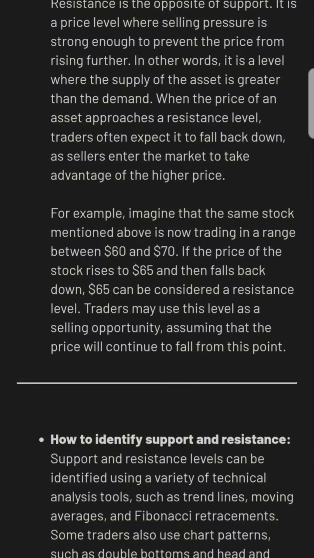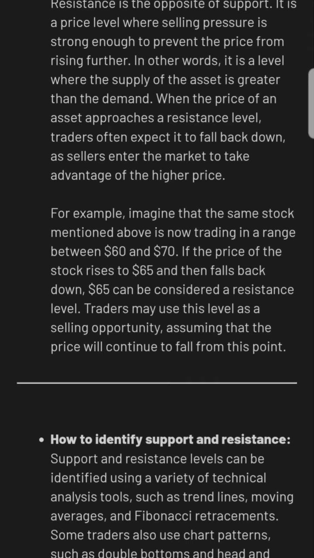It is a price level where selling pressure is strong enough to prevent the price from rising further. In other words, it is a level where the supply of the asset is greater than the demand. When the price of an asset approaches a resistance level, traders often expect it to fall back down, as sellers enter the market to take advantage of the higher price.